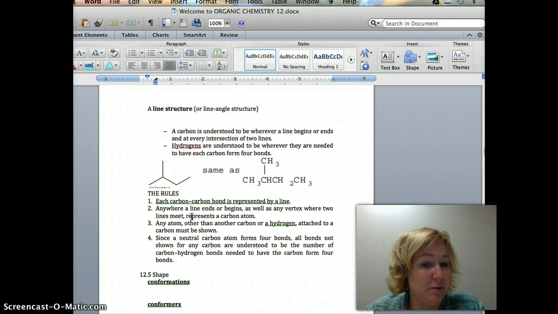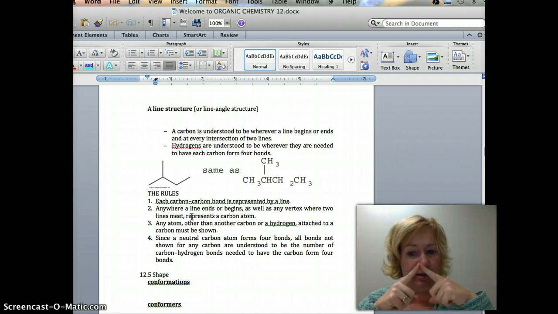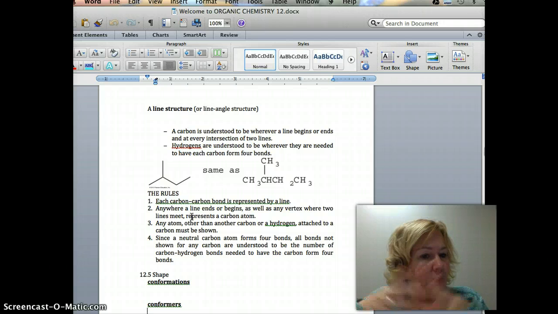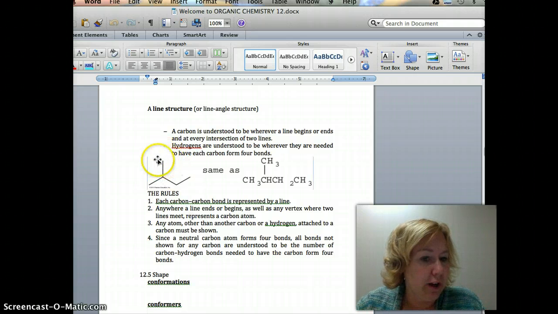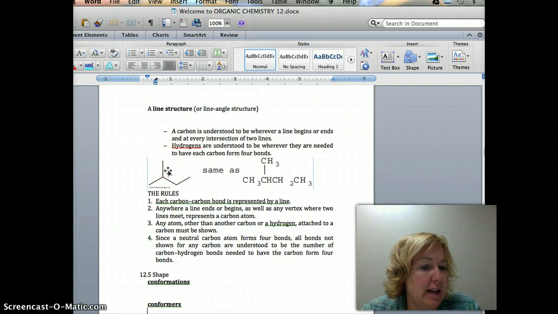Anywhere a line ends or begins, as well as the vertex, where two lines meet, represents a carbon atom. Any atom other than a carbon or a hydrogen attached to the carbon must be shown. So you would just put a chlorine or something right here if that's what you had. Since a neutral carbon atom forms 4 bonds, all bonds not shown for any carbon are understood to be the number of carbon-hydrogen bonds needed. So you can't do anything crazy if you're doing these.